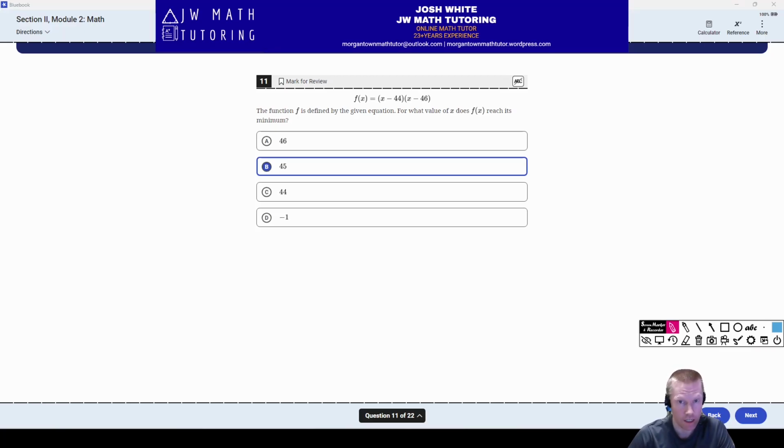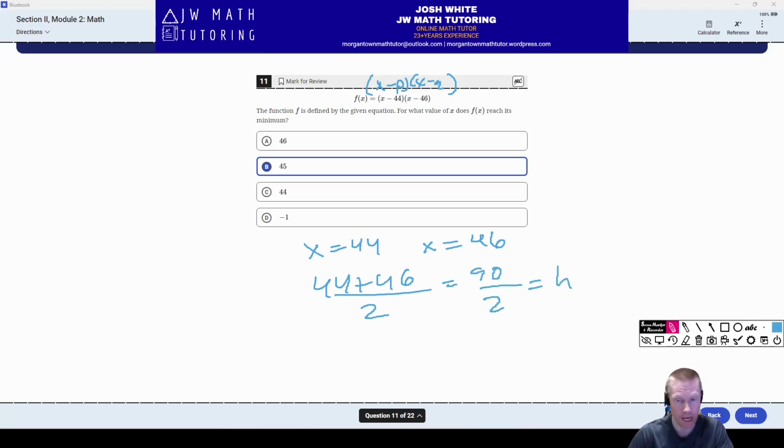Basically, what you need to recognize if you're going to do this by hand is that this graph will have an x-intercept at 44, and it will have another x-intercept at 46, because if you set each of these equal to 0 and solve it, then you're going to get those values. Basically, this is in intercept form. It's x minus p times x minus q. The vertex is symmetric with respect to the intercepts, or in other words, the h value, the x-coordinate of the vertex, is equal to the average of the two intercepts. So you just add these, you divide by 2, that's my h, that's my x-coordinate of my vertex, and it's just 45. So that's how you could do it by hand.